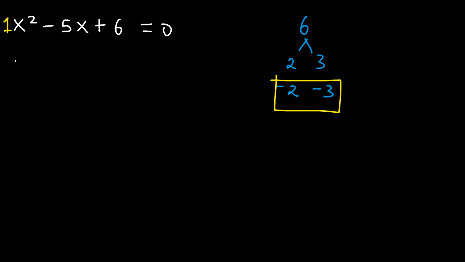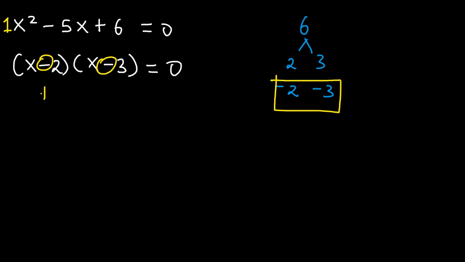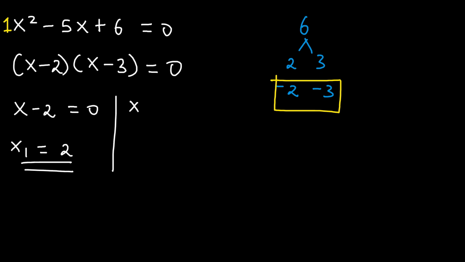So to factor this, we shall write x minus 2 times x minus 3 equaling 0. Now notice that we use the minus signs because we have negative 2 and negative 3. If you have a positive number, then you use the plus sign. And at this point, we can set x minus 2 to be equal to 0. And so x1 will be equal to positive 2. And if we set x minus 3 to be equal to 0, then x2 will be equal to positive 3.